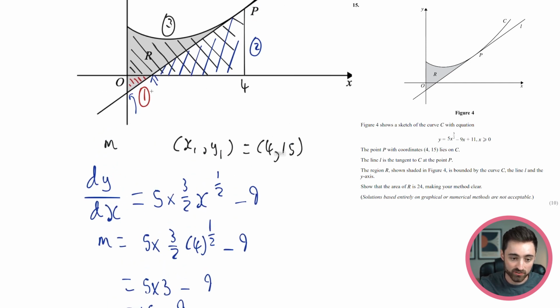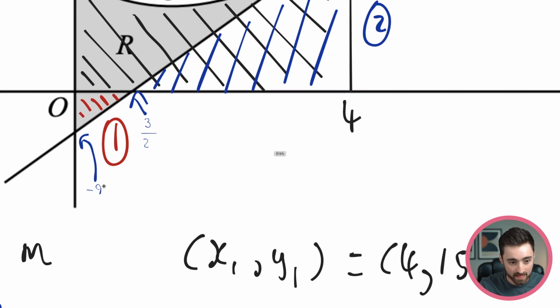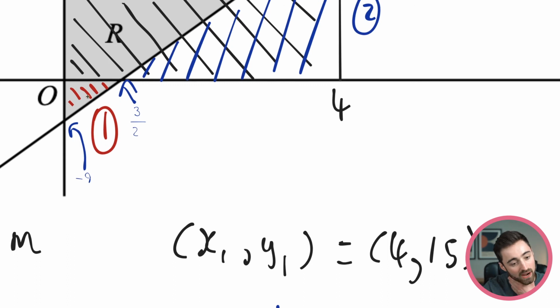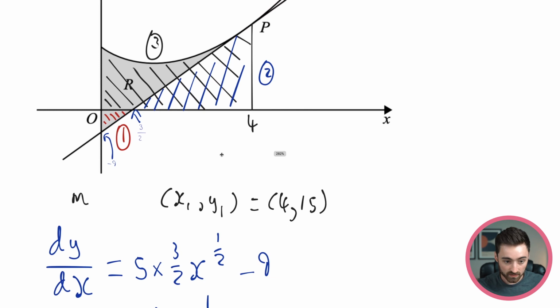So I've got a 3 over, let's zoom in, why not? Here we go, 3 over 2 here, and then minus 9 here. Okay, so I can work out the area of this triangle, can't I? Because, let's go red here, it's half base times height. So the area of 1 is going to be a half times base, which is 3 over 2, times height, which, if that's minus 9, then the magnitude of the height of it is just 9, isn't it?